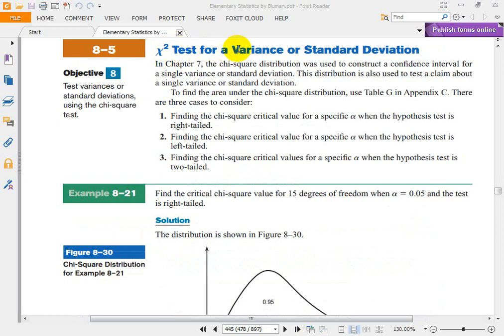Going for the chi-square test for the variance or standard deviation. The chi-square distribution was used to construct a confidence interval for a single variance or standard deviation. This distribution is also used to test a claim about a single variance or standard deviation. To find the area under the chi-square distribution, use table G in appendix C. There are three cases we shall have to consider. Okay, let me come to the respective table.